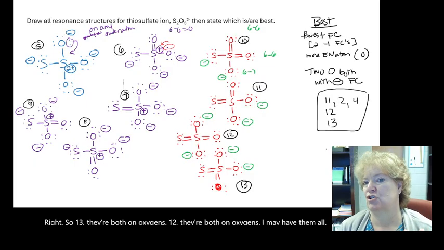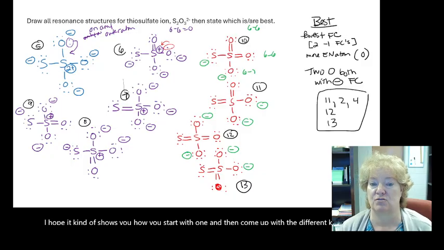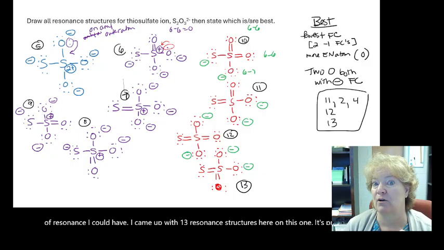I hope that shows you how you start with one and then come up with the different kinds of resonance I could have. I came up with 13 resonance structures here on this one. It's a pretty complicated one. And then also about how to figure out the best one.